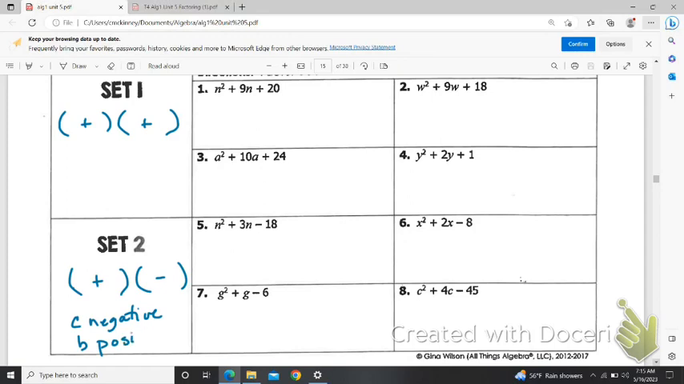So when C is negative, the constant is negative, but the middle is positive, then you're going to have one of each, but this one has to be bigger. If C and B are positive, then they're both positive. When I talk about B and C, B is the middle, C is the end. A is really the coefficient of the squared term, but in this case it's always 1.